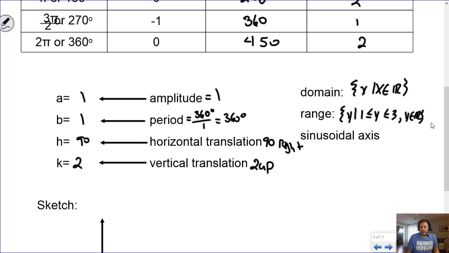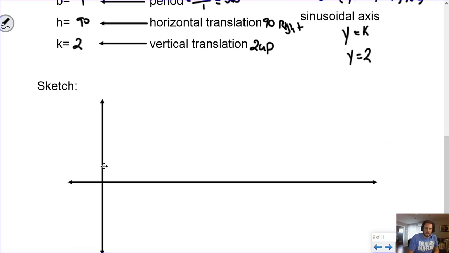And then my sinusoidal axis here, the nice thing is once you know k, because the sinusoidal axis of my sine and cosine graphs was at 0, right? As soon as you shift that up 2 units, it's going to be y equals k. So in this case, y equals 2. Okay, so let's graph this thing. So if I have a point here, 1, 2, 3, and okay, so here's my graph.